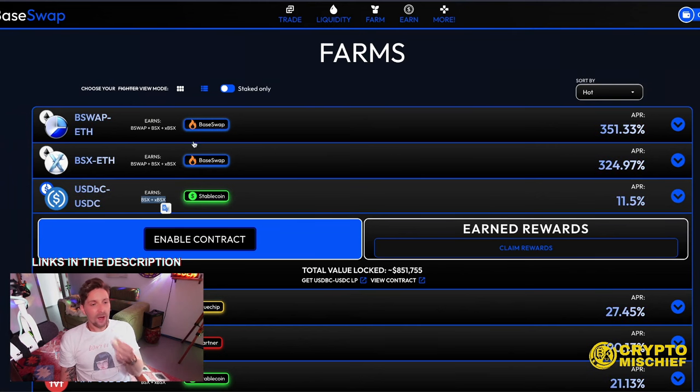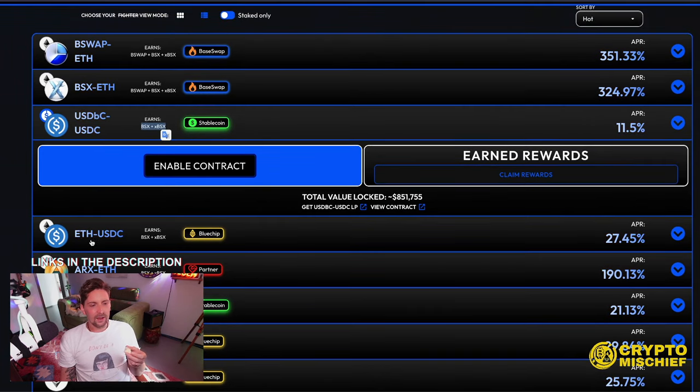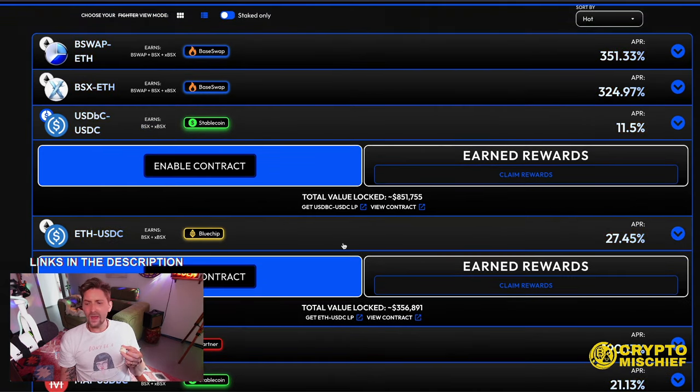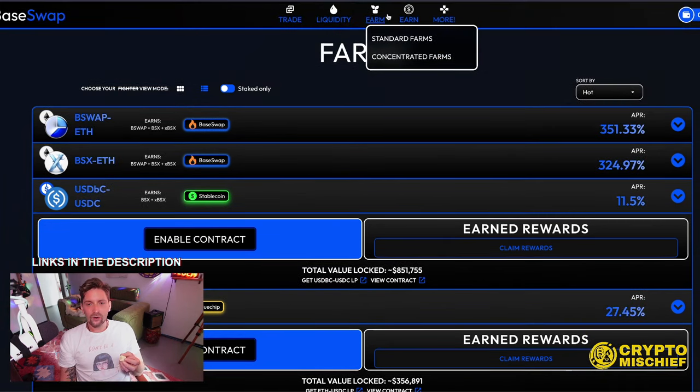So that's BSwap. I will probably be taking some ETH and some USDC and going in this blue chip for 27% APR. That's good, right? You're not going to find that on PancakeSwap. You're going to have to range and get concentrated range, and actually it's going to be quite tricky. So that's pretty good. If we go to the concentrated farms, let's have a look what's going on there.